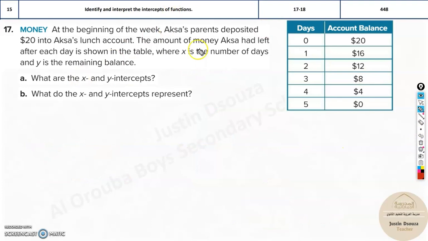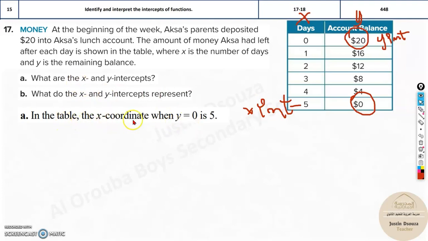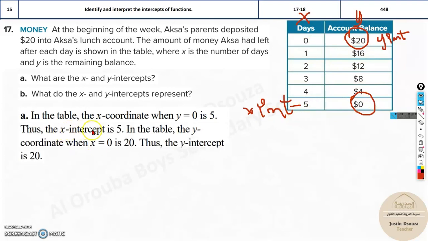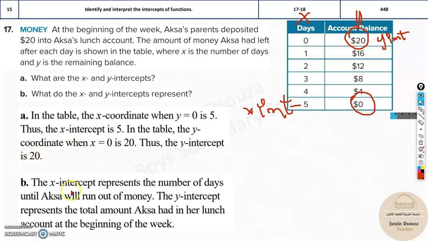So now over here, whenever this is x and y, when x is 0, this value is the y-intercept. And when y is 0, this is the x-intercept. So that's it. You can just quickly write the answer. In the table, the x coordinate when y is 0 is the x-intercept. When y is 0, it is 5. That is the x-intercept. In the table, when x is 0, that is the y-intercept. That is 20.